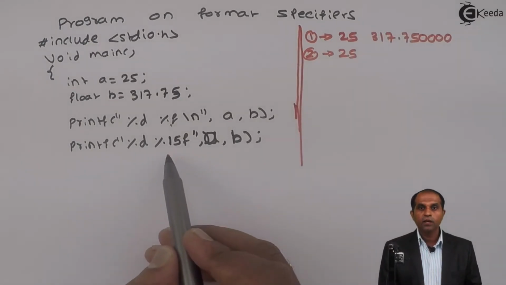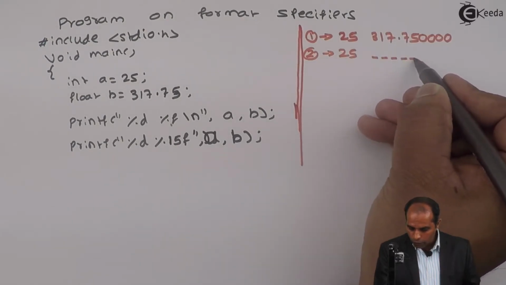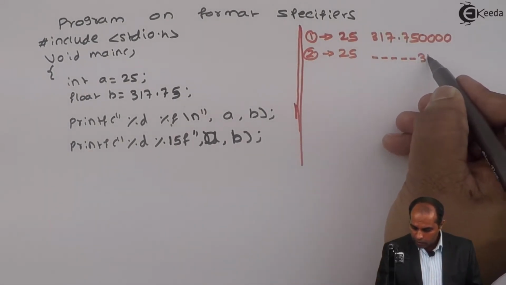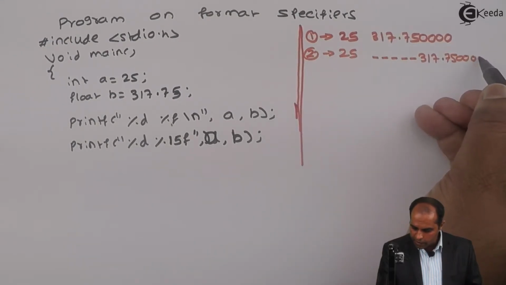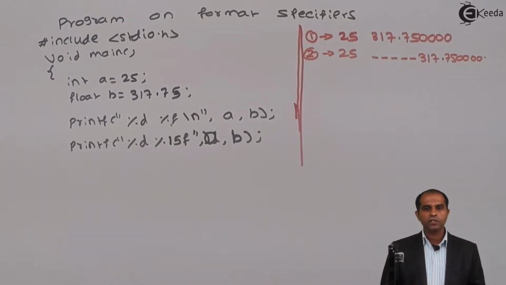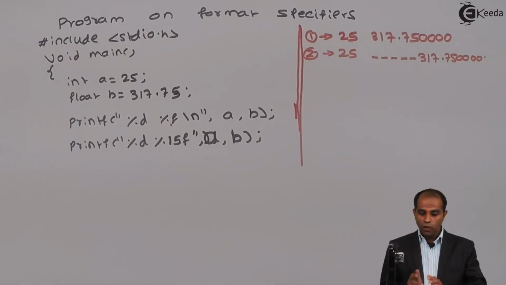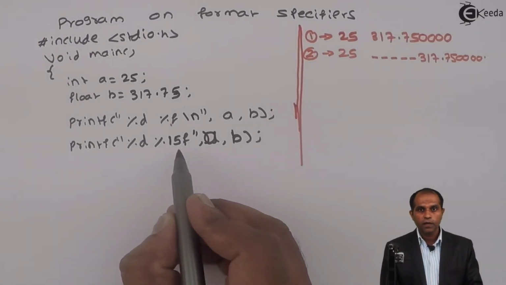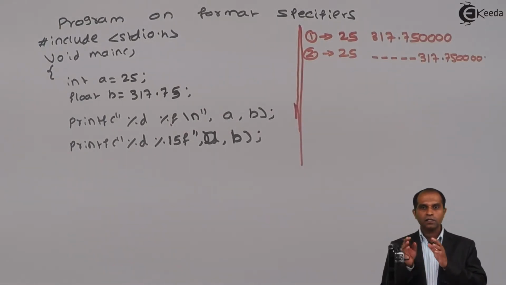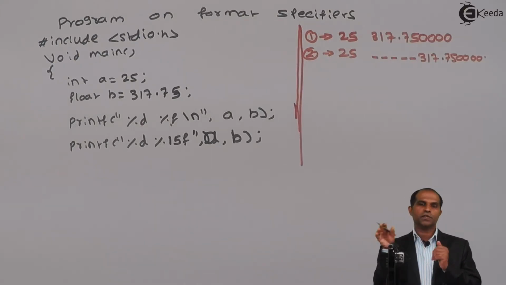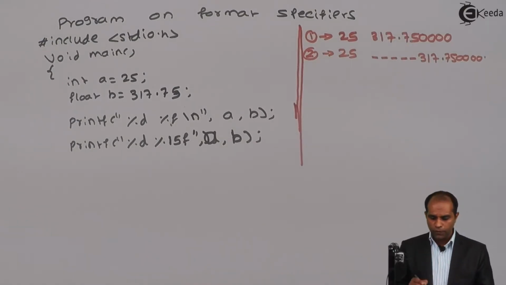How many spaces are there? 15 spaces. So I'm supposed to get how many spaces first? 5 spaces, and then print the number 317.75 followed by 6 zeros in this case. So here the output is generated with right justification. So instead of %15f, if I had written %-15f, then in that case first the number would have been printed and then the spaces would have been generated. Right?